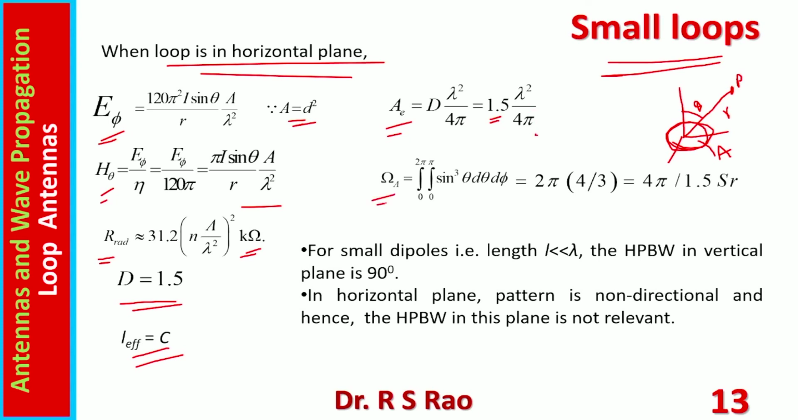Omega A, the beam area, can be determined from the normalized radiation intensity, which can be obtained from the radiation field intensity. Ultimately we get omega A as 4 pi over 1.5 steradians. Now for small dipoles, with length very much smaller than lambda, the half power beam width in the vertical plane is 90 degrees. In the horizontal plane, the pattern is non-directional and hence the half power beam width in this plane is not relevant.